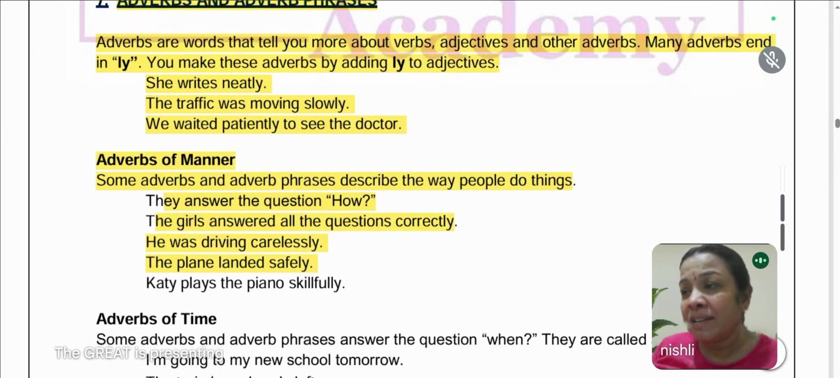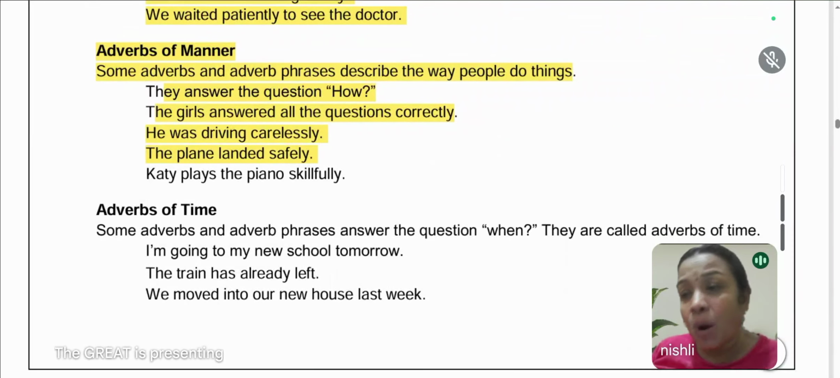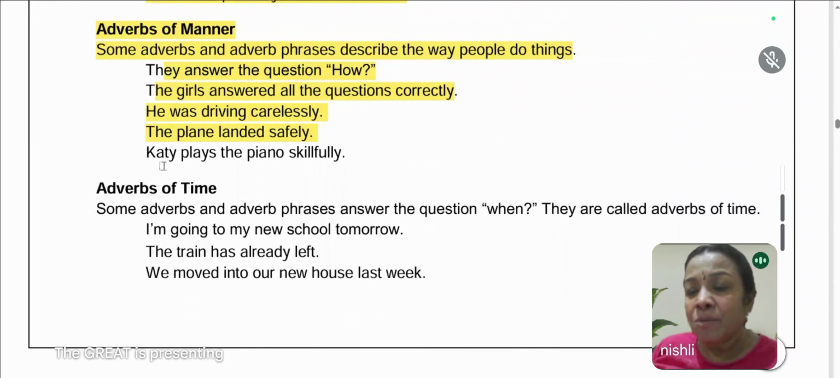Very carelessly. Okay, next one is the plane landed safely. How did the plane land? Very safely, without any accident or without bumping into anything, without any minor accident or any minor jerk. It landed safely. Next, Katie plays the piano skillfully. So how does Katie play the piano? Very skillfully, very wisely. She knows to play the piano well.